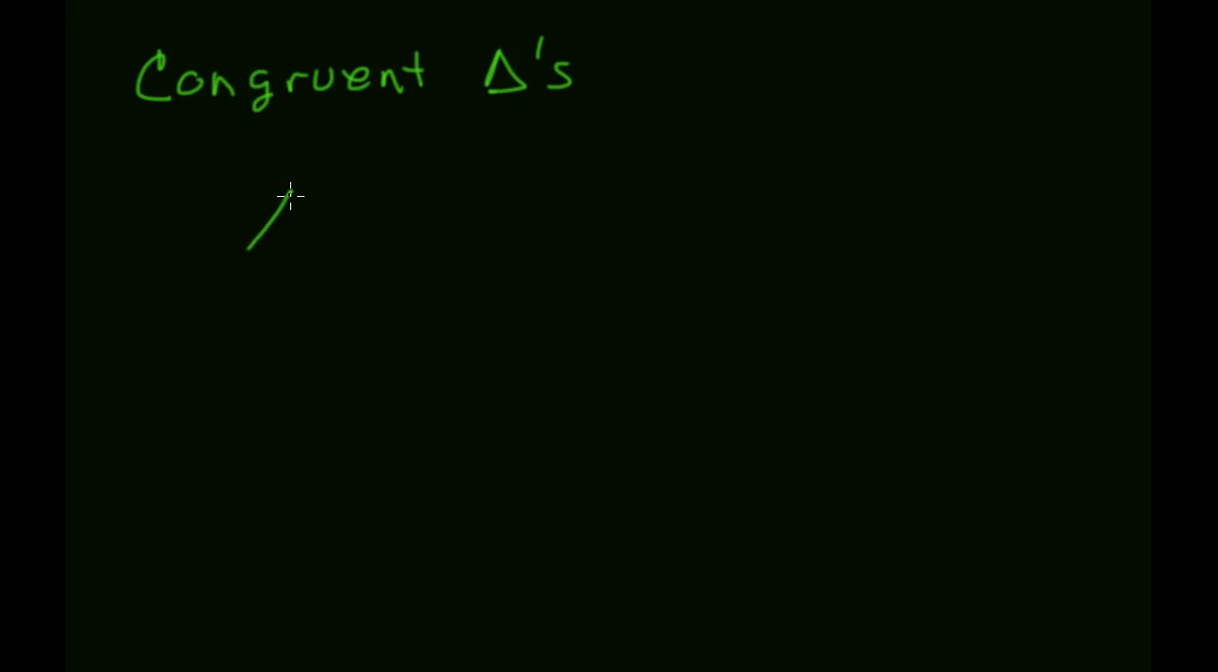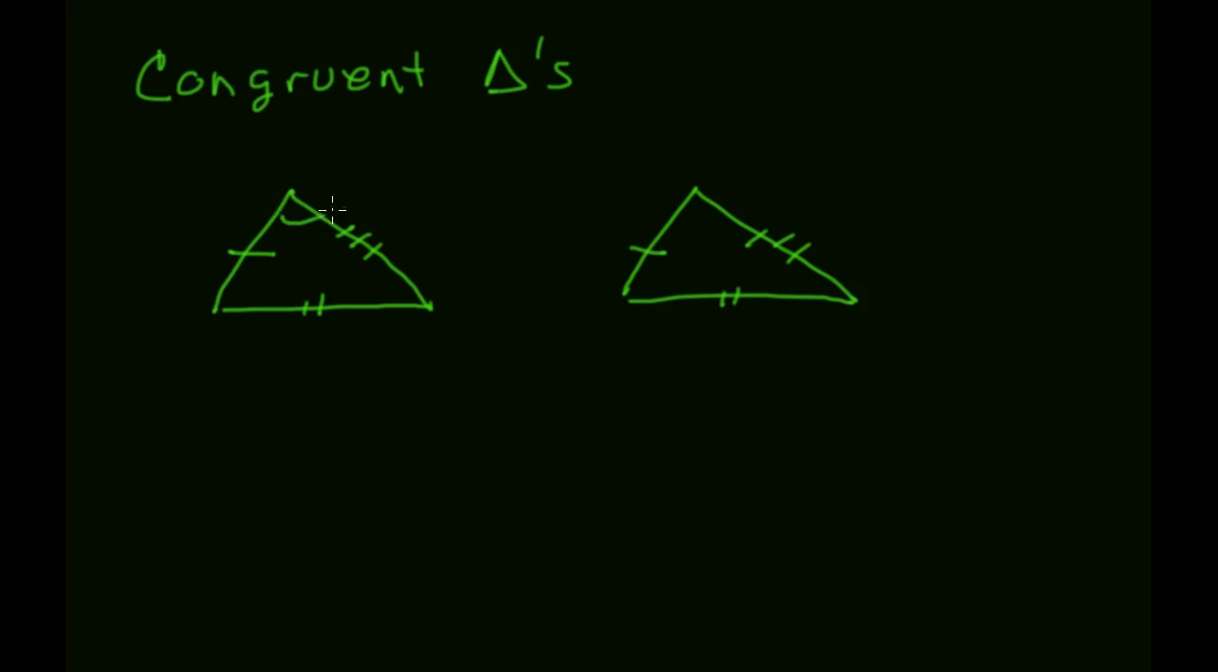If I have two triangles that are the same size and the same shape, then those triangles are congruent, which means that their sides all have to be congruent. The corresponding sides all have to be congruent, and the corresponding angles must all be congruent. That gives me same size and same shape.